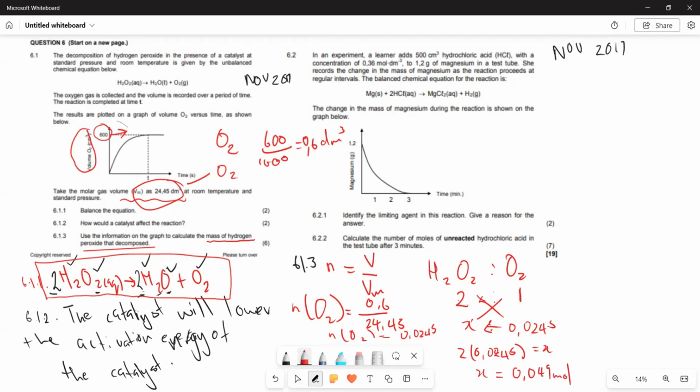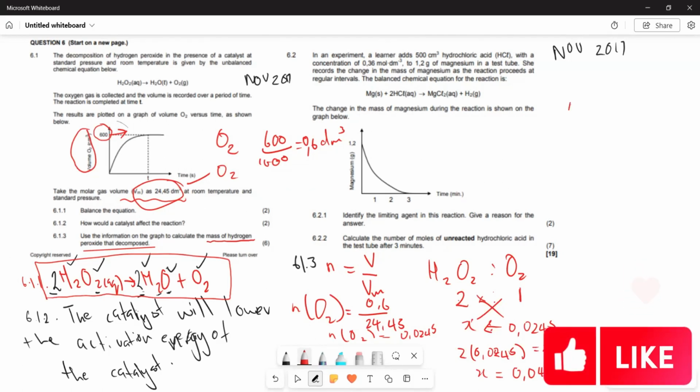This is the mole now of your hydrogen peroxide. And now that you found the mole, you can start working backward and see what it is that you also have. Since you found the mole, they want you to calculate the mass, right? You know that to calculate your mass, N is equal to your mass over your molar mass.